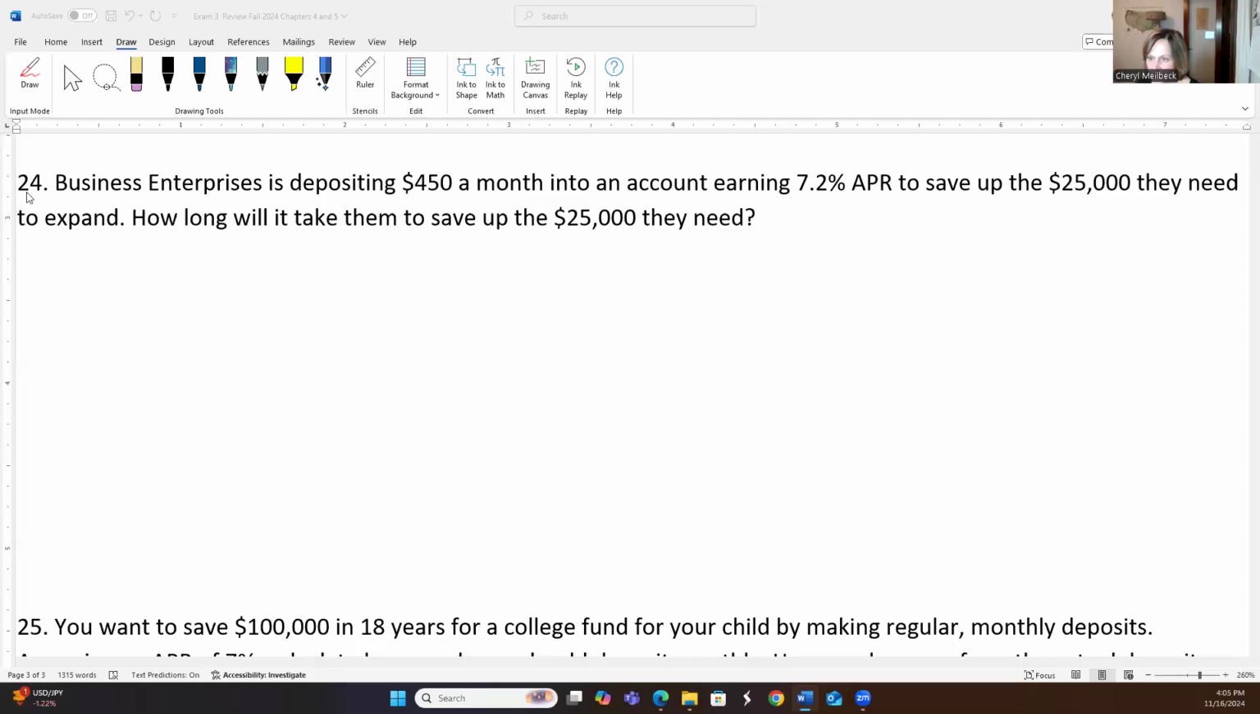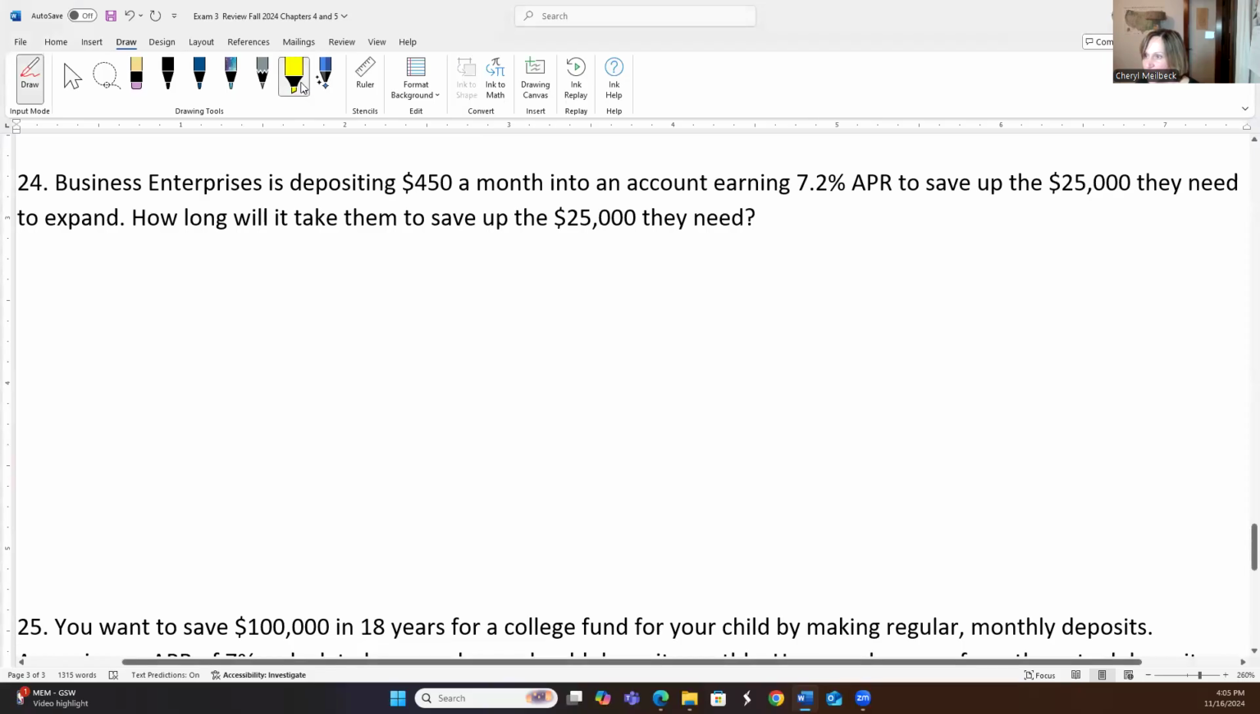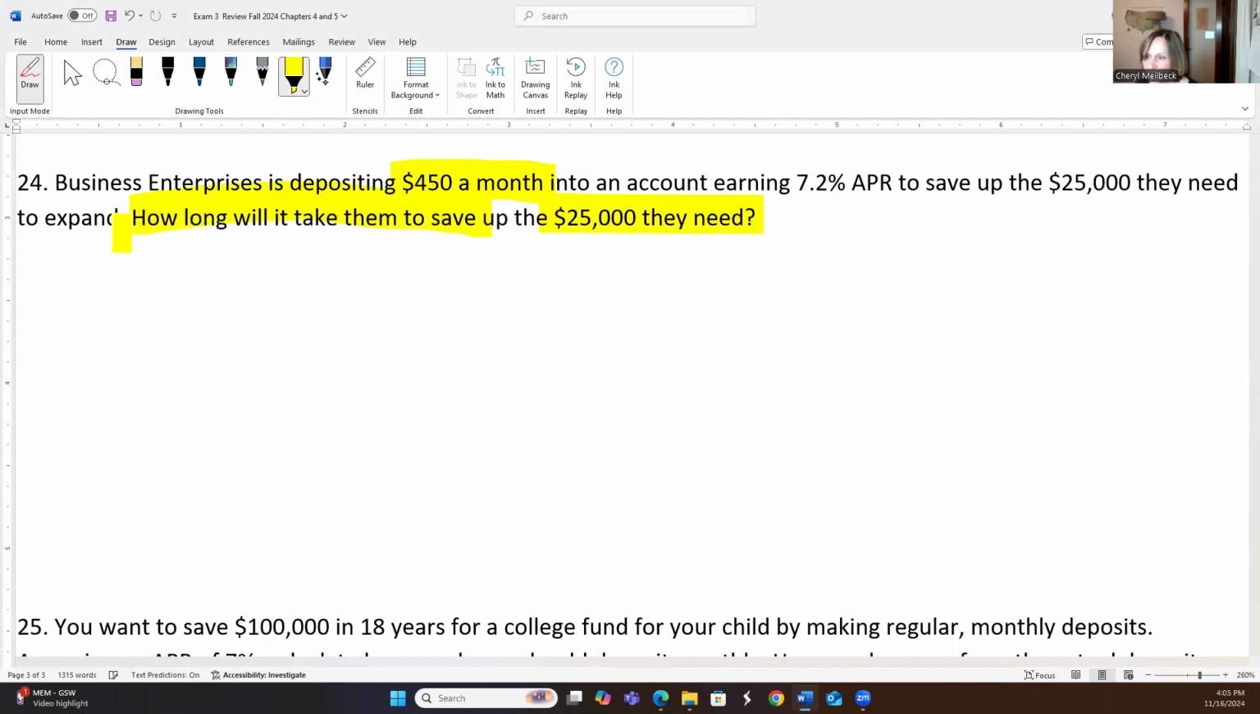The next question, question 24, says Business Enterprises is depositing $450 a month into an account that earns 7.2% APR to save up to the 25,000 they need to expand. How long will it take them to save up to the 25,000 they need? So here they're making $450 a month, and that's a payment. So we're not going to use the same type of formula we used above. Also, they want us to find how long it will take them to save up to the $25,000. That means we're trying to solve for time because we don't know the time it will take them.